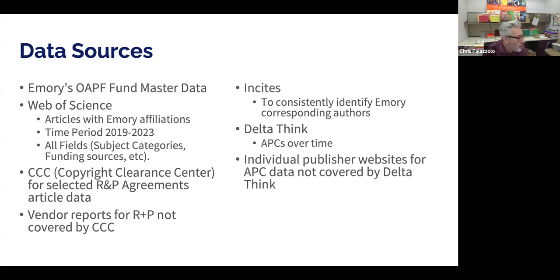But just to know what we've used as part of this. So really our core data is the Web of Science data, all right? Articles with Emory affiliations over the time period of 2019 to 2023. And we include all fields available to us in Web of Science.